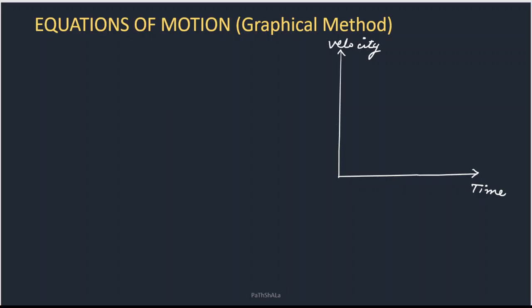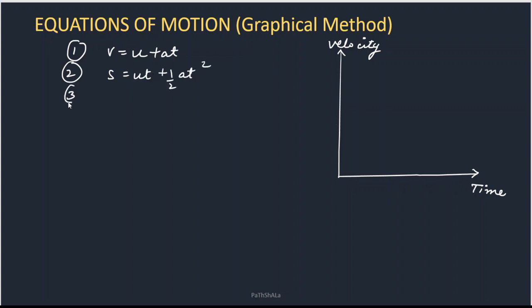In this video, we will derive the three equations of motion graphically. The three equations of motion are applicable only to motion where the object is moving with uniform acceleration. They are as follows. The first one is v equals u plus at. The second one is s equals ut plus half at square.